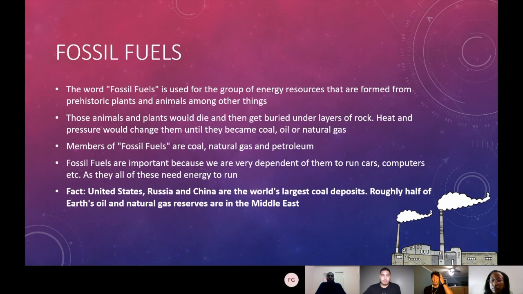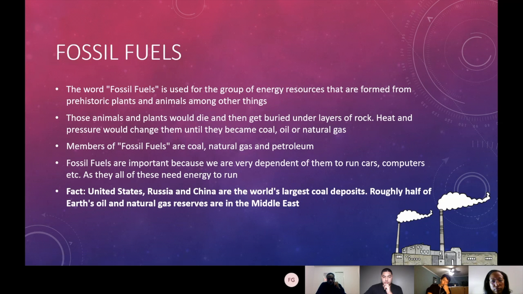The word fossil fuels comes from a group of energy resources that are formed from prehistoric plants and animals, among other things. So what happens is that when animals and plants die, over time they get layered by rocks. And as they get layered and layered, heat and pressure begins to build up, which then turns the fossil into coal, oil, or natural gas. As I mentioned earlier, coal, natural gas, and petroleum are all members of fossil fuels.